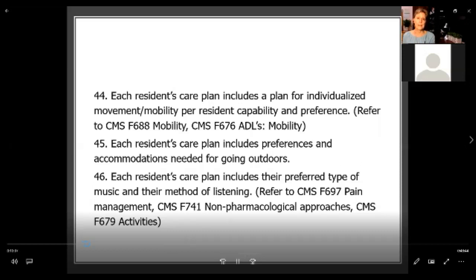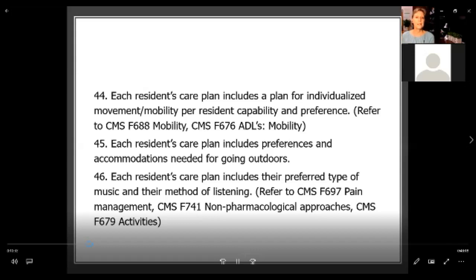So the next practice, each resident's care plan includes preferences and accommodations for getting outside. This too is a better practice. It's something everybody wants. And so we're just encouraging you and calling it a standard, an artifact of a change culture, is that you recognize most people's desire to go outside and you actually care plan it and you get to the details. When do they like to go? What do they like to do?